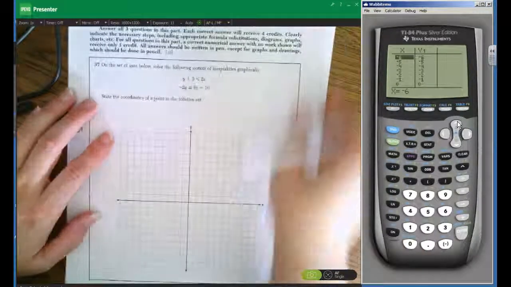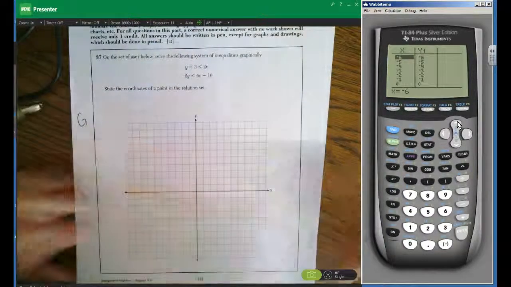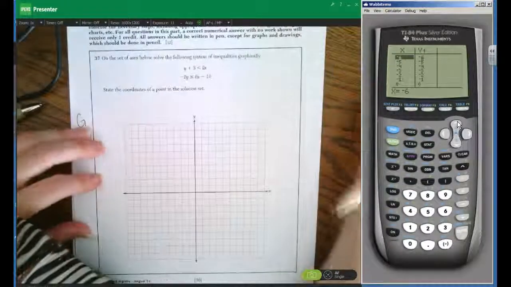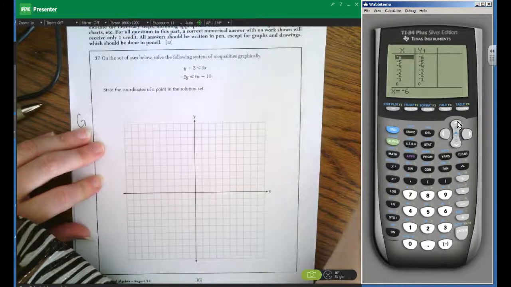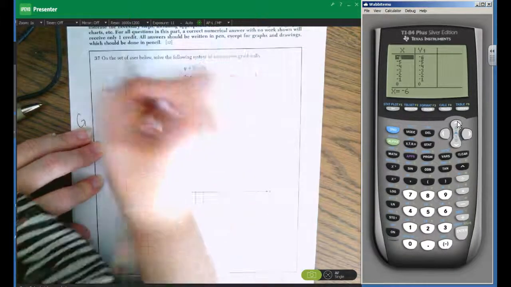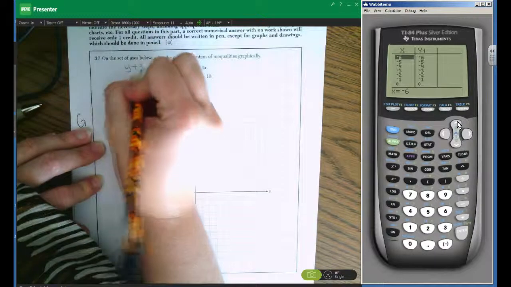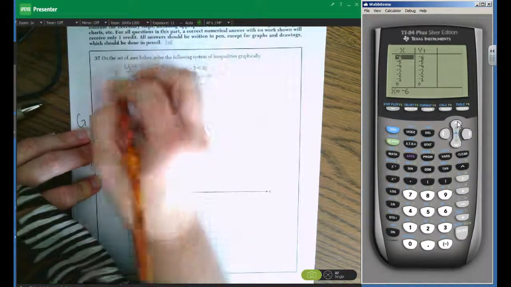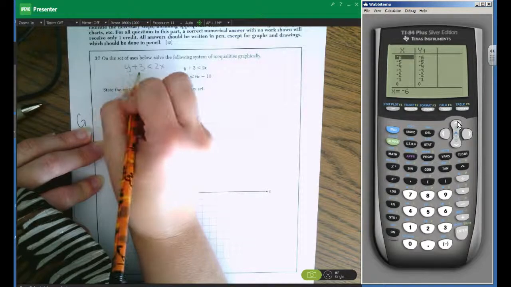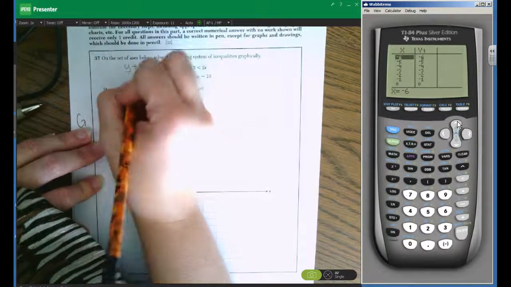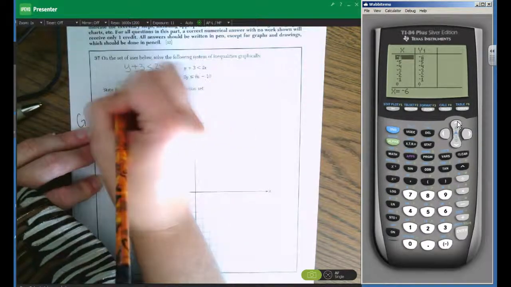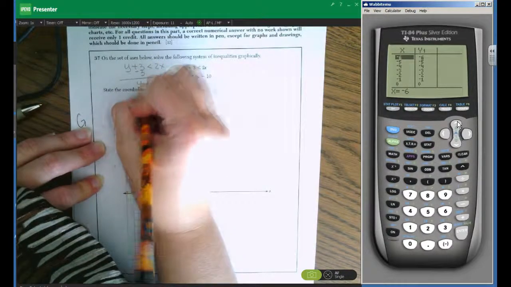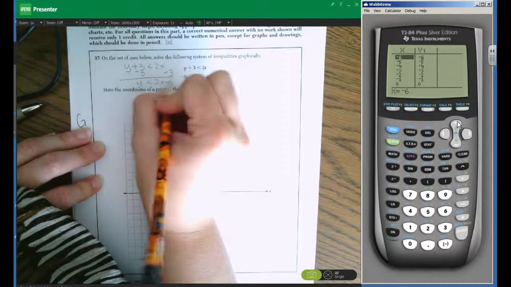Okay, this says on the set of axes below, solve the following system of inequalities graphically. In order for me to use it in my calculator, I have to get y by itself. So I'm going to start with this one over here. y plus 3 is less than 2x. I need to get y by itself, so I'm going to get rid of the 3. The opposite of adding 3 is subtracting 3. So I know y is less than 2x minus 3.